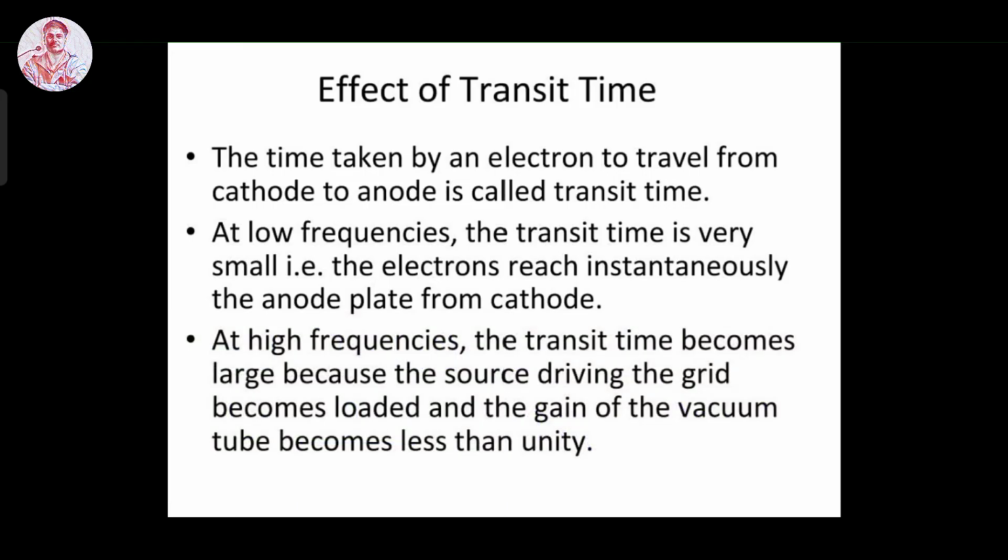The third limitation is the effect of transit time. The time taken by the electron to travel from cathode to anode is known as transit time. At lower frequencies, the transit time is very small. That is, the electron reaches the anode plate from the cathode instantaneously. At higher frequency, the transit time becomes very large because the source driving the grid becomes overloaded and the gain of the vacuum tube becomes less than unity.